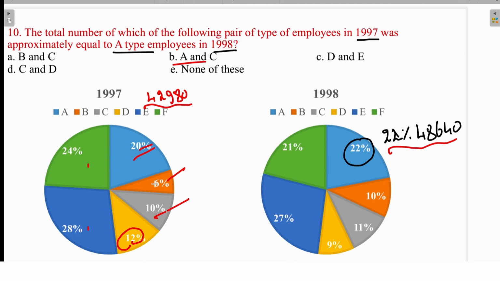Then the next option, C and D. C will be 10, 12, 22. Most of them think it might be the answer. No, it is also not possible. See, 22 percentage of 42,980 and 22 percentage of 48,000. The percentages are same, but definitely here I will get more because the bases are different. If the bases were the same, then I would get the same answer. Definitely it is not the answer, not even a close answer. So directly I can tell my option will be none of these.